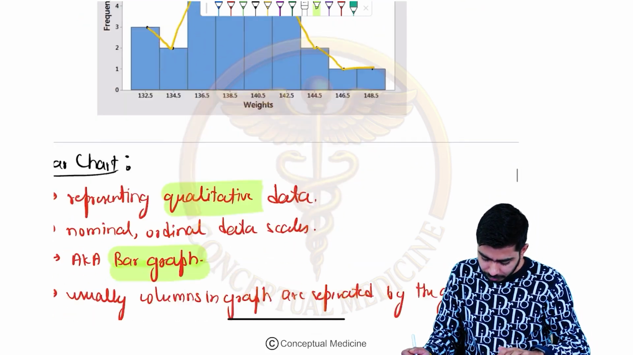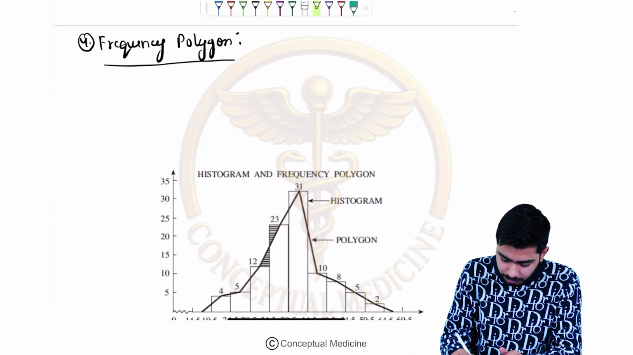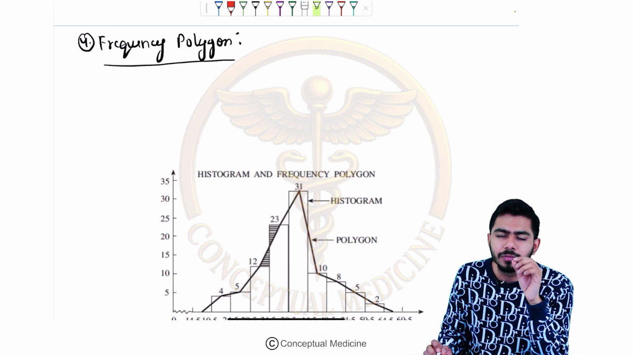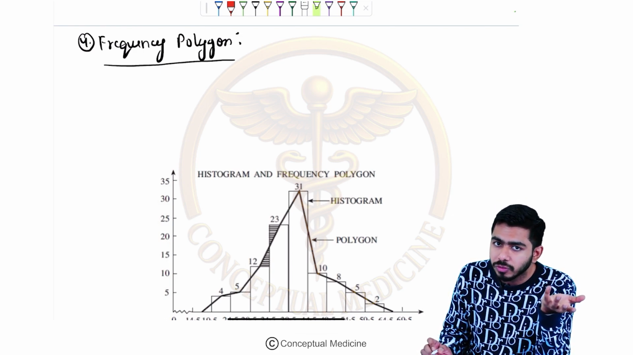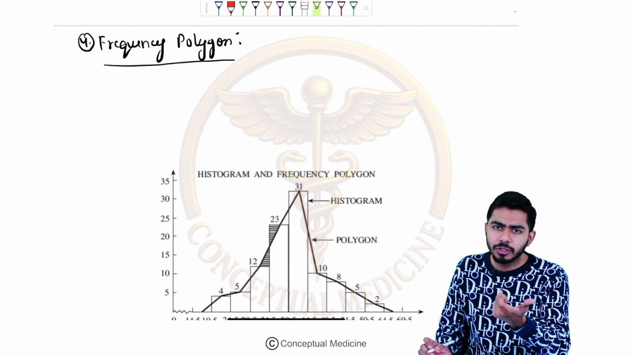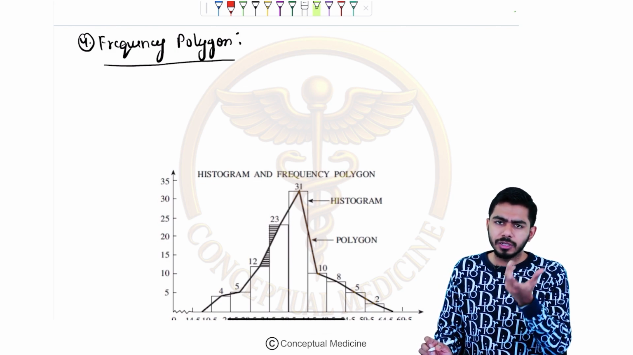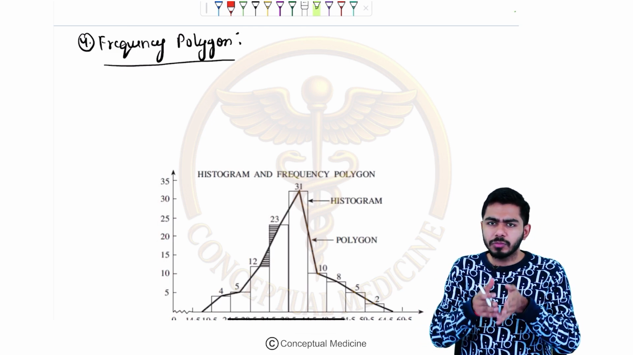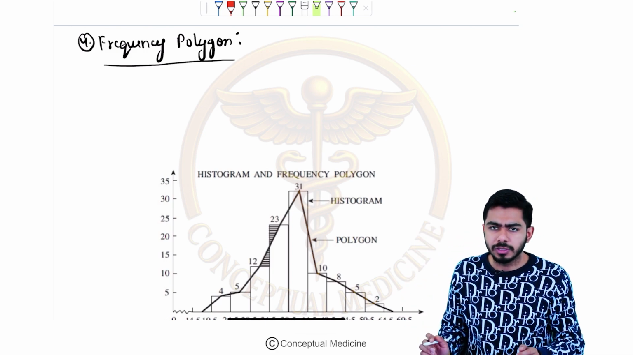Very simple, right? So the frequency polygon is used for what? Quantitative data only, because we get the frequency polygon from the histogram. Whatever data the histogram represents, the frequency polygon will represent the same quantitative data. It's just that the way of representing it is different. The histogram represents it in the form of columns or rectangles, and the frequency polygon represents it in the form of lines.